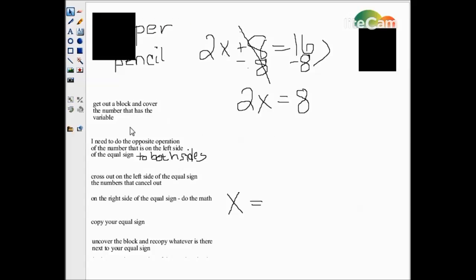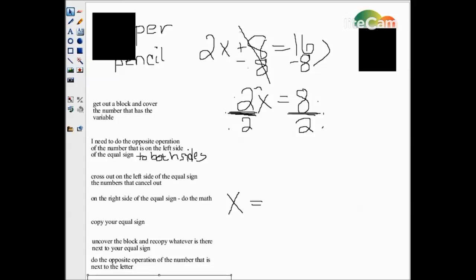Okay, next thing we have to do, how do I get rid of this 2 that's next to this x? I'm going to divide both sides by 2 because this means 2 times x. The opposite of multiply is to divide. This is my divide sign. Remember, a fraction is a divide sign. Divide. 8 divided by 2. 2 divided by 2. Let's go ahead and put some notes down.